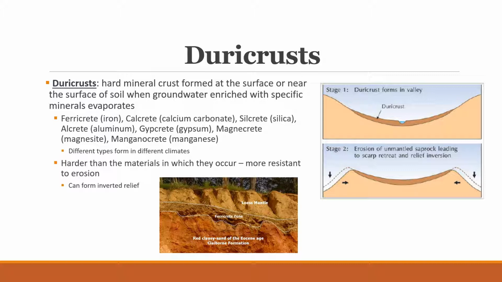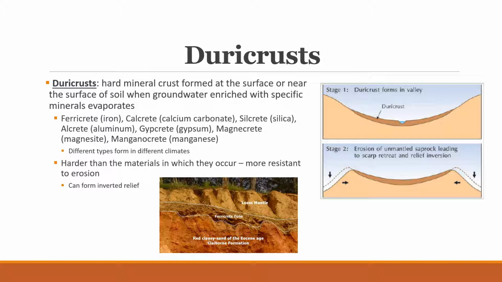The duricrusts, once they form this hard, thin layer that tends to be harder than the materials in which they occur. So they'll form in soils, fairly unconsolidated soils, and now we have a hard layer within that soil that's going to be more resistant to erosion. And it can form inverted relief, similar to the idea of inverted relief forming from basaltic lava flows.